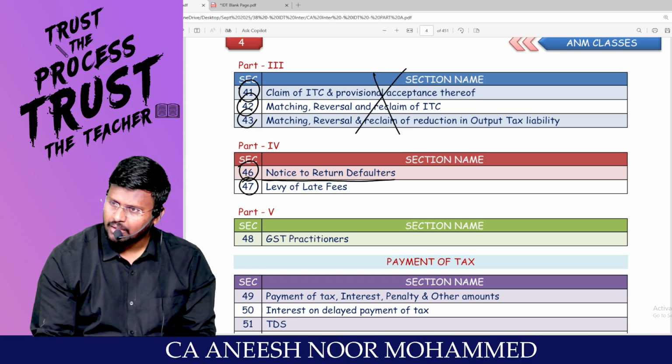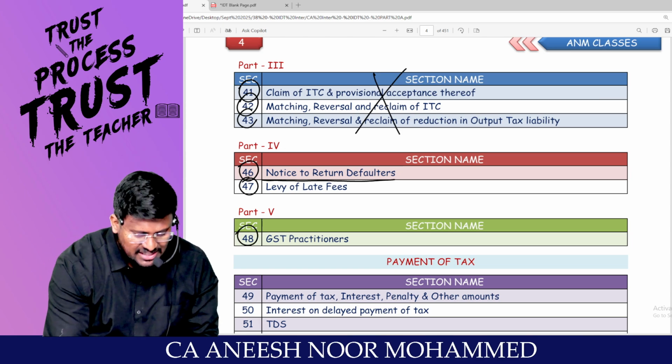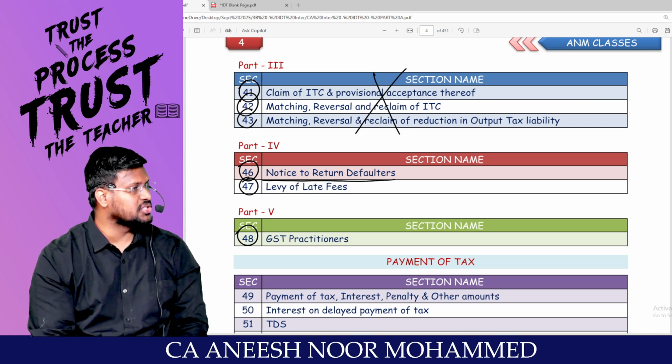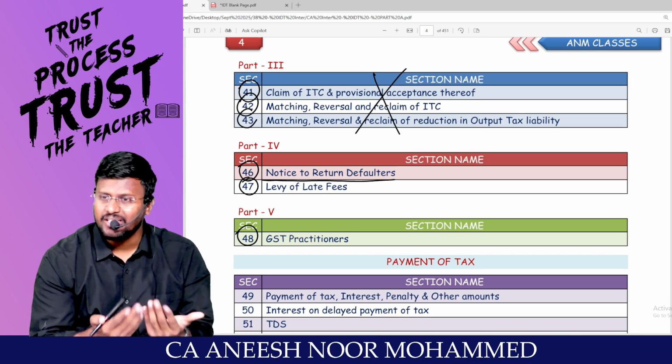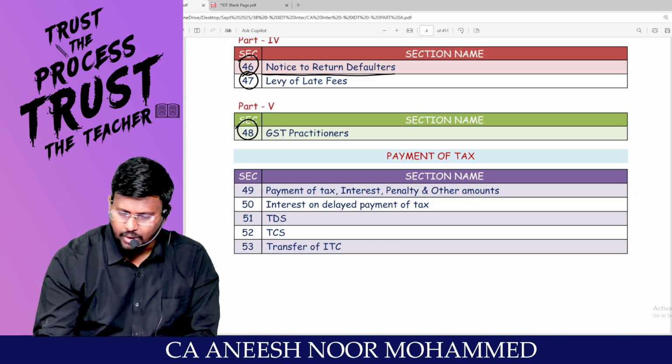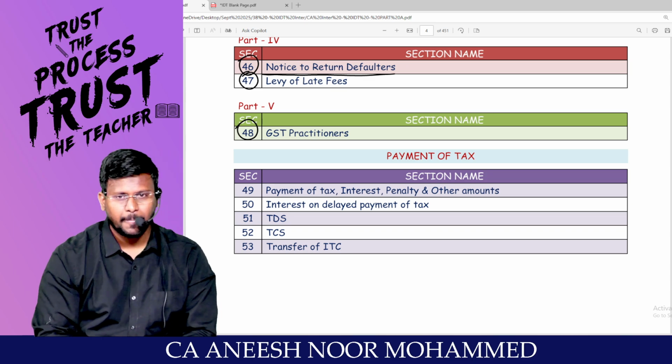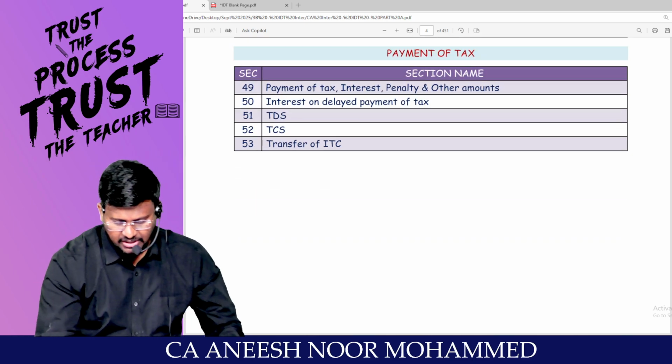Chartered accountant. No need. Sir, GST practitioners can file the return. GST practitioners can? Sir, who is the GST practitioner? Go and check section 48. So, section 48 is talking about what? Practitioner. Right, sir?